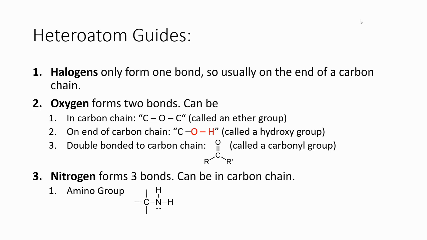Nitrogen is going to form three bonds. So it could be in the carbon chain, bonded to carbon on both sides, or it could be this amino group. It could be at the end and have two hydrogens to complete its octet. So these are some patterns to watch for as you're drawing these molecules.